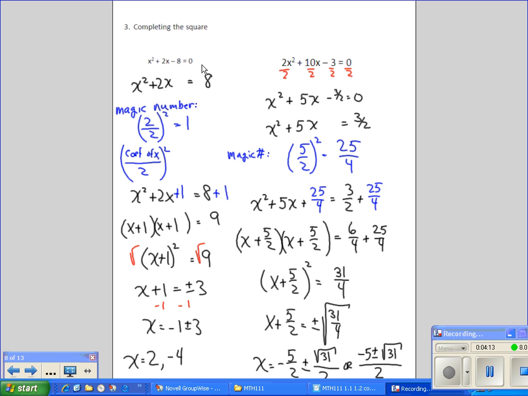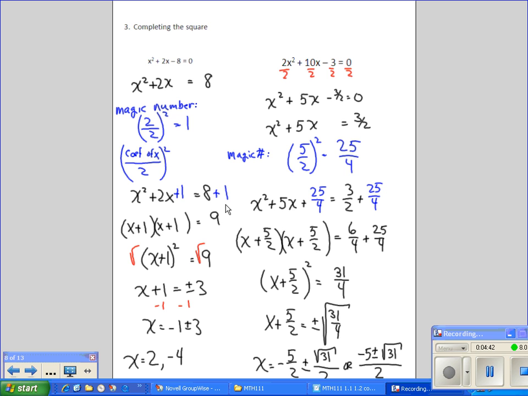If we've got x squared plus 2x subtract 8 equals 0, to complete the square, we first bring the 8 over to the right side of the equation, and now we need to find the magic number. We get the magic number by taking the coefficient of the x term, in this case the 2, dividing it by 2 and squaring it. So it's the coefficient of x divided by 2 and squared. In our example, that gives us the number 1. So we take the number 1 and add it to both the left and right side of the equation.